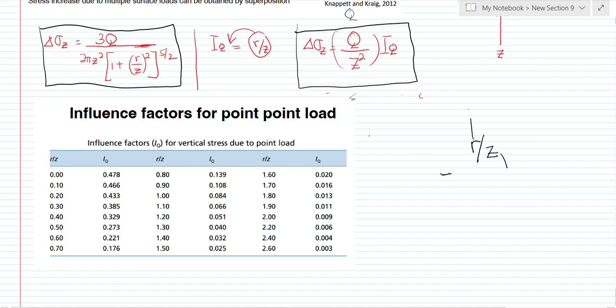Now, if the question specified that it is directly beneath it, then the radial distance is zero. So in that case R over Z is zero. This is your corresponding influence factor. So you compute your R over Z and you trace it to get your corresponding influence factor. Now when you get it, you just find Q over Z squared. Whatever you get, you multiply it by the influence factor.